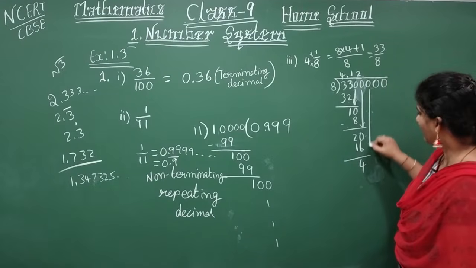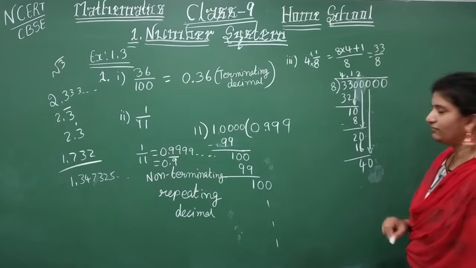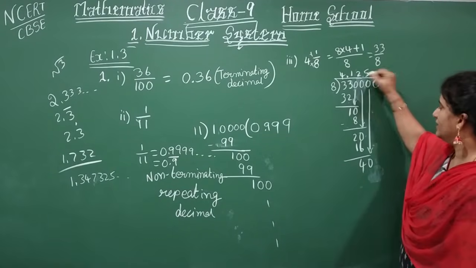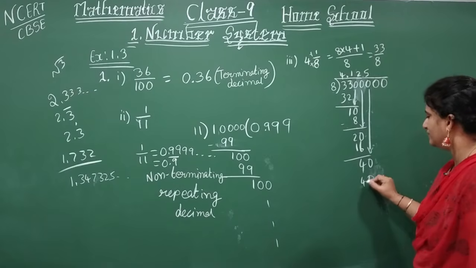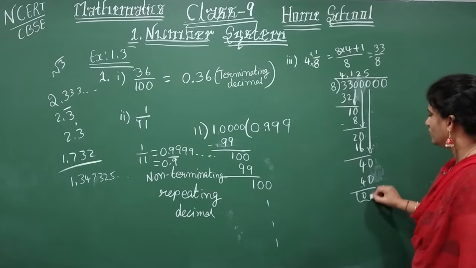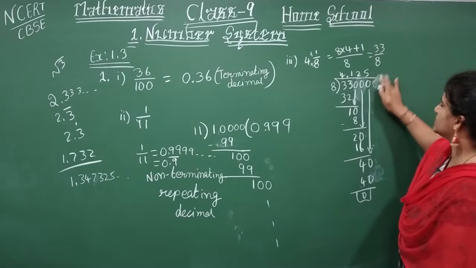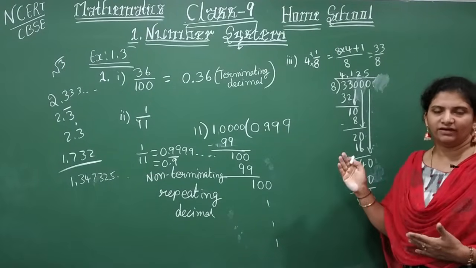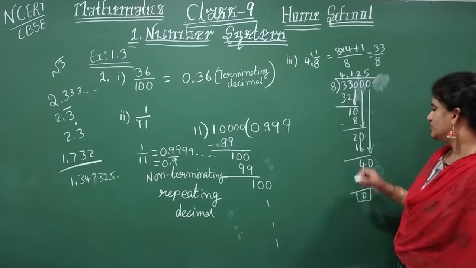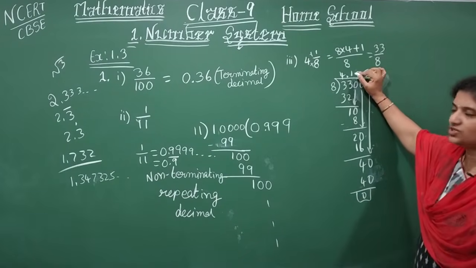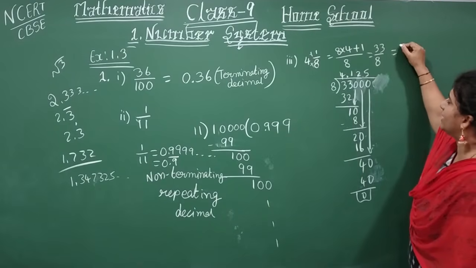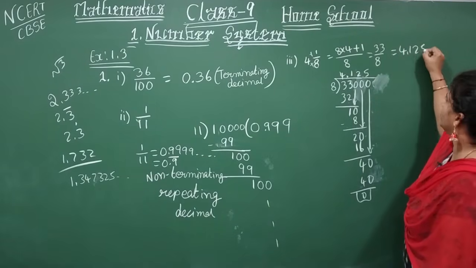Then again drag one more 0. That will be 8 fives are 40. Yes, there is an end for this decimal. So look here children, now these two zeros, no need. How many zeros you want, you decide while doing the division. So now what is this answer here children? 4.125. 33 by 8 will be 4.125.